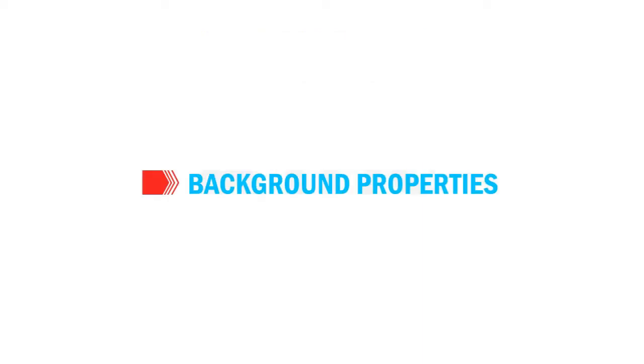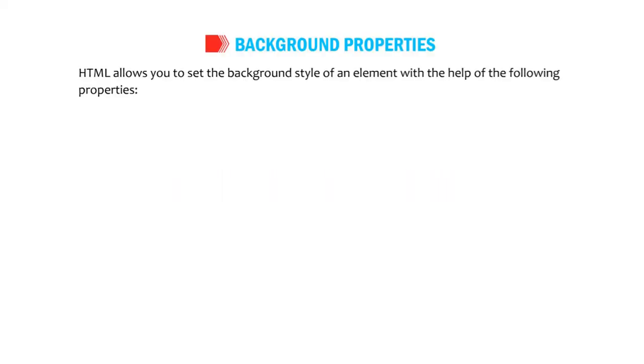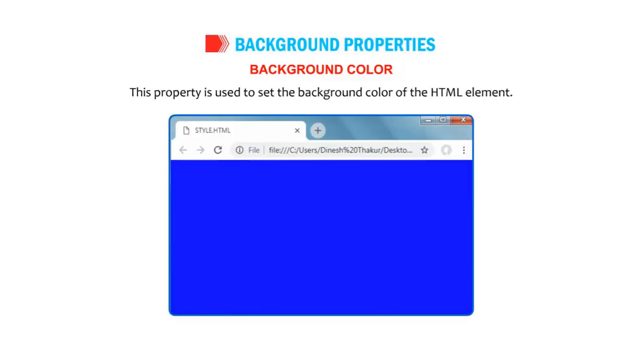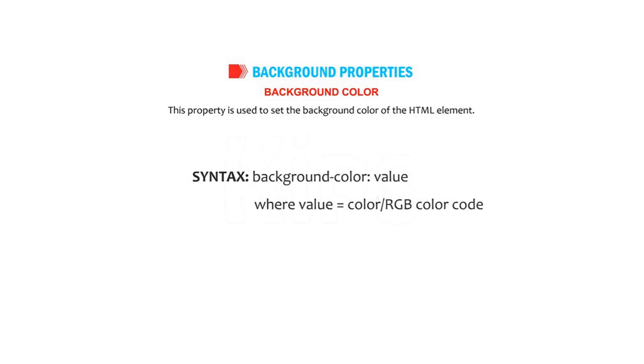Now, students, let's learn background properties. HTML allows you to set the background style of an element with the help of the following properties: color, image, repeat, position, attachment. Background color. This property is used to set the background color of an HTML element, and its syntax is background hyphen color colon value, where value is equal to a color or any RGB color code.